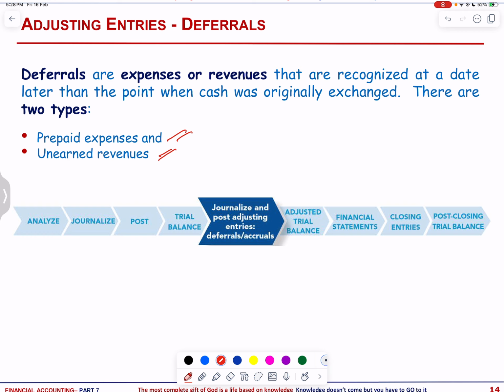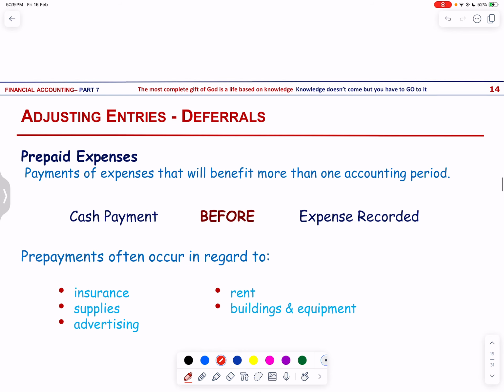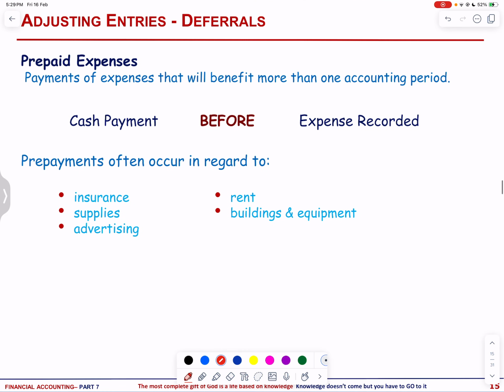We have already talked about analyzing, journalizing, posting, and the trial balance in the previous videos. And in this video, we are going to look into journalizing and posting adjusting entries for deferrals only. For accruals, we are going to talk about in the next video. So companies record prepaid expenses for costs that span multiple accounting periods, like insurance, supplies, rent, etc. And these expenses expire gradually or with use.